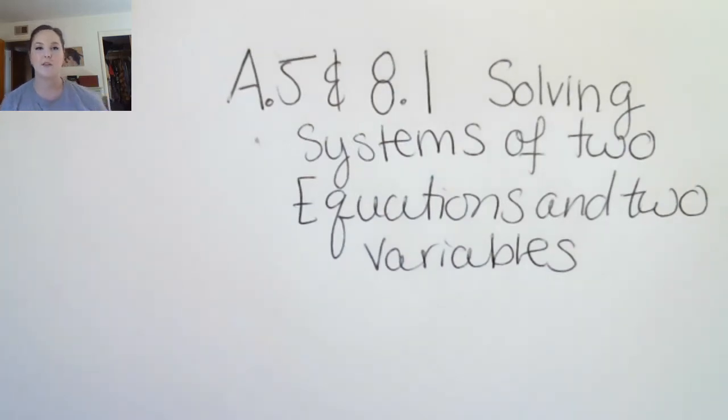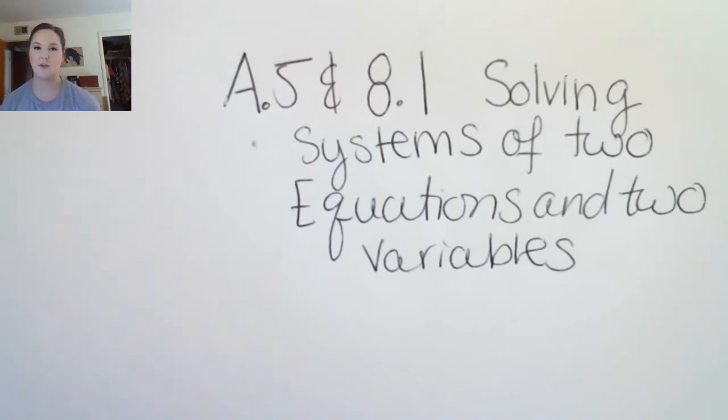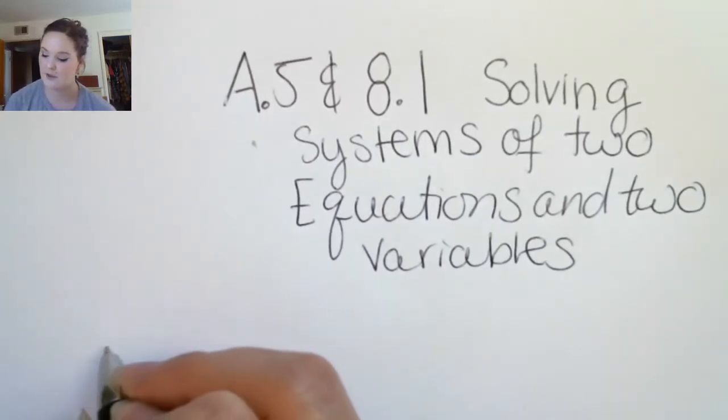Hey everybody, so in this video we're going to talk about two different sections, 8.5 and 8.1, but both of these sections cover the topic of solving systems with two equations and two variables. This should be a review for you guys except for some new vocabulary. Okay, so we're going to go over the vocabulary first and then we'll use it in our examples and hopefully that will help you feel comfortable with it.